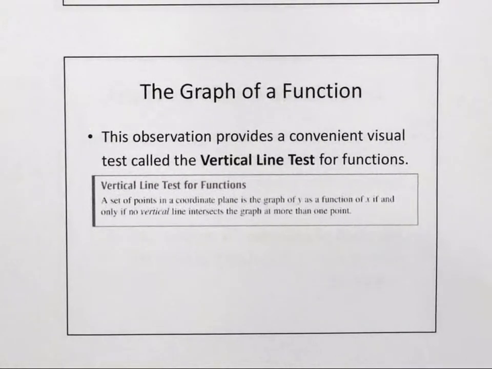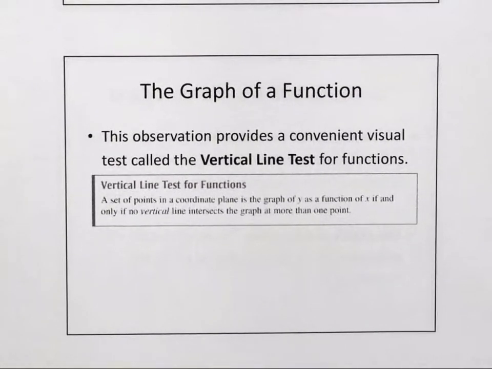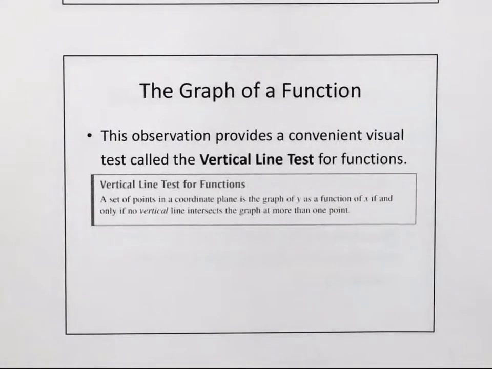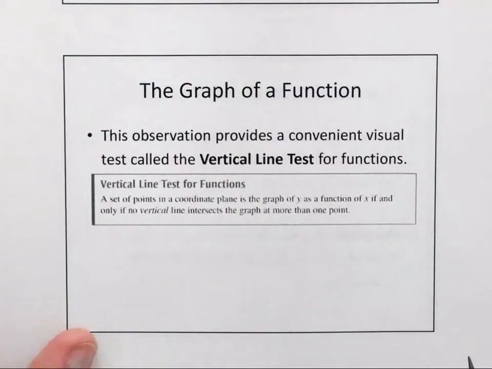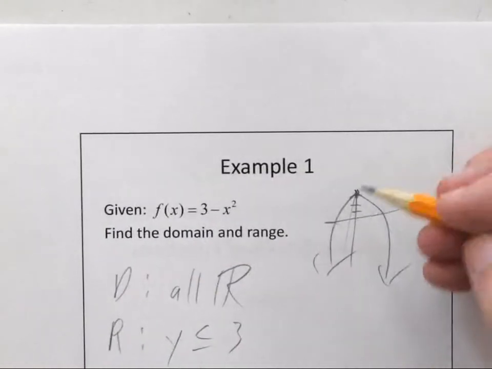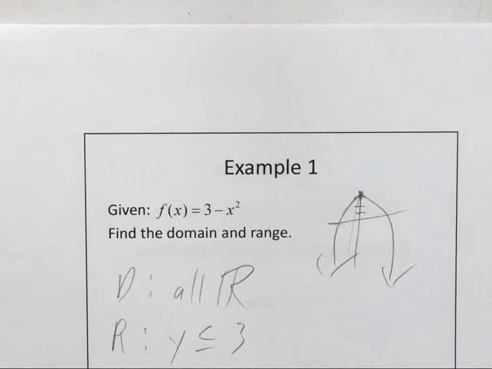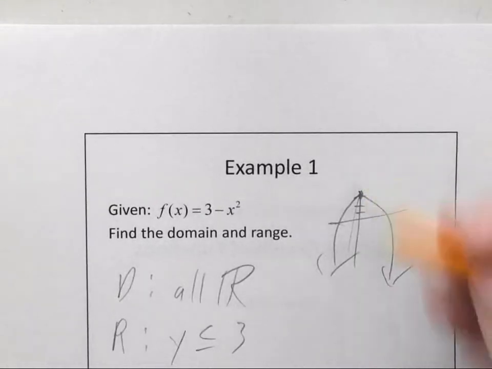Now, this provides a convenient visual test. Is the graph one that tells us it's a function or not? It's just the vertical line test. So once you graph it, draw a vertical line. If it intersects no more than one time anywhere, then you're good. So this one, if I go back up here, a vertical line is only going to hit once. That should all be review for you. Should be in good shape.